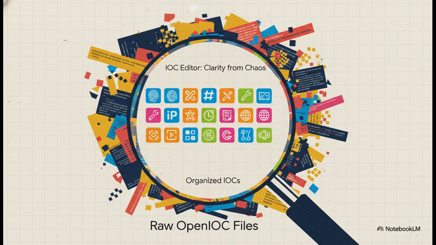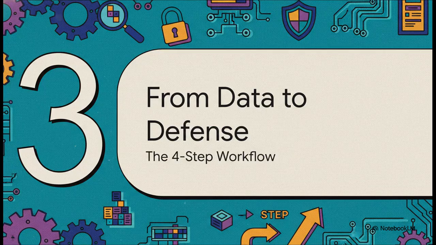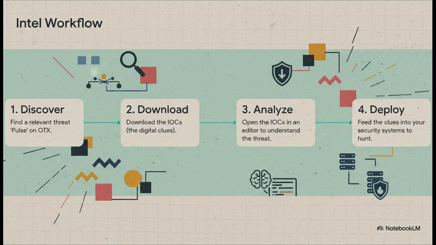In this case, Mandiant's IOC Editor. It's a free program designed to do one thing really well. Take that raw OpenIOC file and turn it into a clean, organized list that you can actually understand. It's literally the digital detective's magnifying glass. Okay, so let's put all these pieces together. We're going to go from raw data to an active defense, and it all boils down to a really straightforward 4-step workflow.